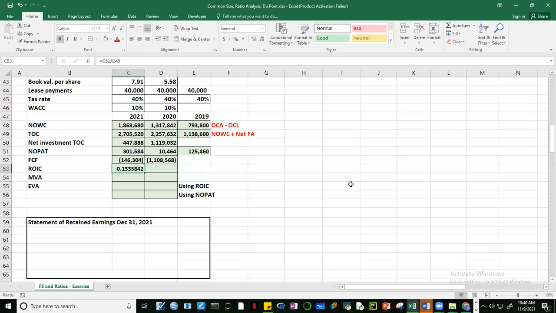Okay, and then let's convert this into percentage. And then we can copy this. Now the question was, value created or destroyed? Was value created or destroyed for the firm? Anyone would like to answer that, guys? Did management create value or destroy value for the shareholders?